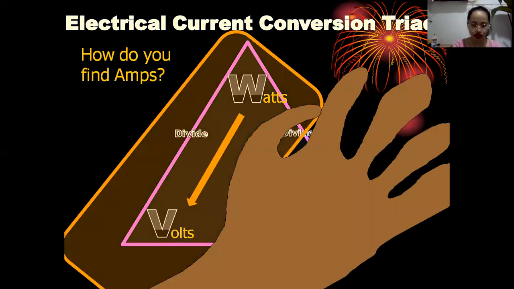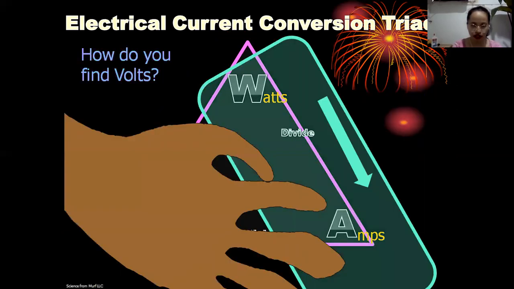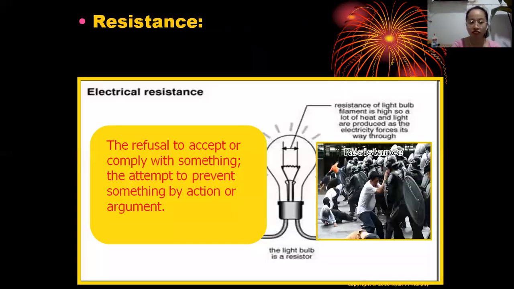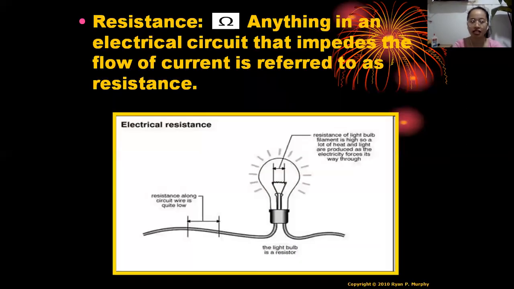Okay, we just covered that. Now, what is resistance? By just looking at this picture, what do you think is the meaning of resistance? When you search resistance in your English dictionary, it is the refusal to accept or comply with something. But when we are talking about resistance in physics, you can see this symbol.